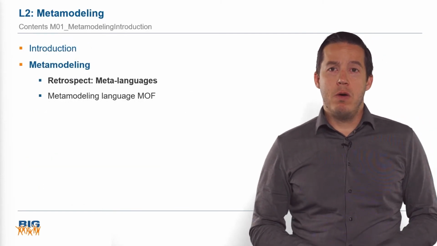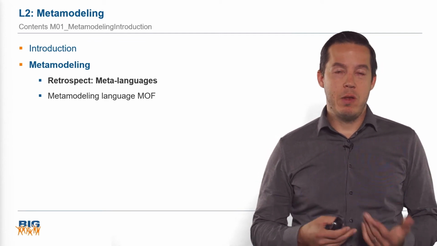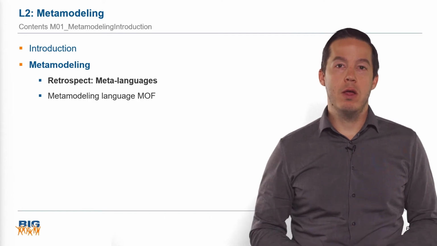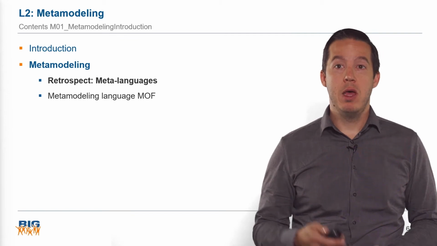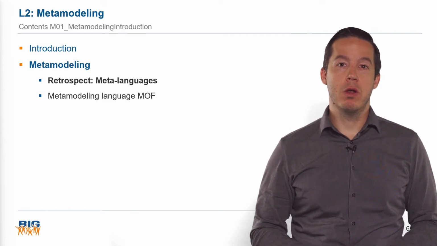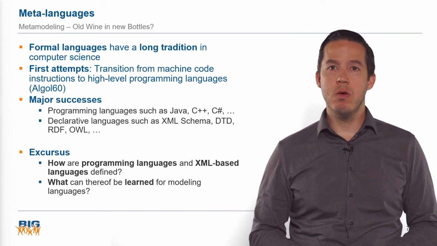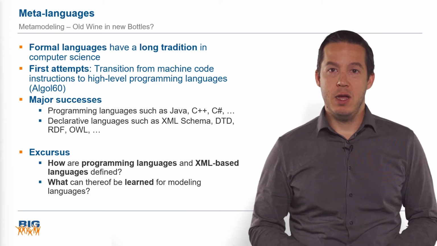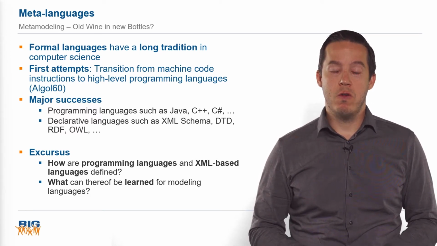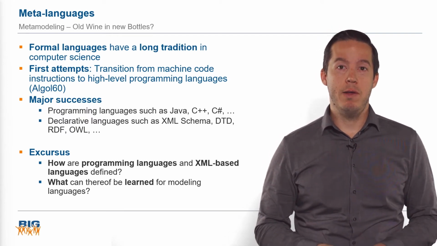Good. So let's have a little retrospect, an excursus about meta languages, to see similarities and analogies to other languages that we are used to or exposed to as computer scientists, and then to translate this into the metamodeling aspect, particularly using the Meta-Object Facility. Formal languages and meta languages have a long tradition in computer science, and we are very much exposed to those languages, I would say, without even recognizing that in the first place.